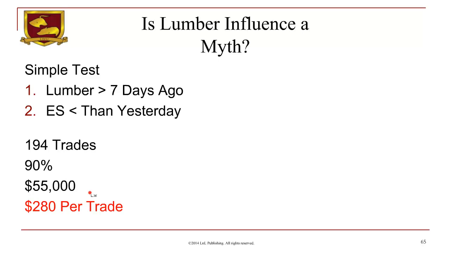All the rule is, E-minis are down today. Lumber is higher than it was 7 days ago. Remember, lumber in theory is a predictor of short-term directions in the market. What do you think? It is.